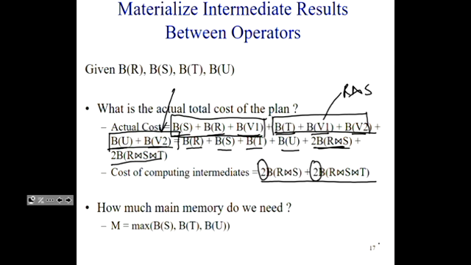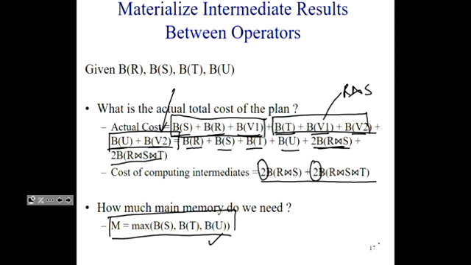How much main memory do we need? The main memory is a maximum of the number of blocks in S, T, and U. So why is that? Well, you need to construct a hash table of S and a hash table of T and a hash table of U at some point during the query execution. Therefore, you need as much main memory as is required to store these hash tables. Okay, so that's essentially this particular physical implementation of this logical query plan. Okay, any questions about this? Is this perfectly clear?